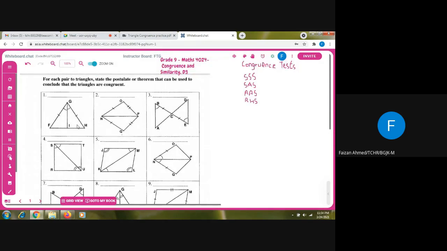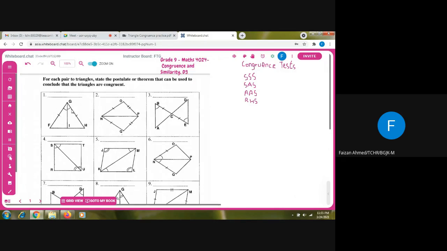We will be looking at the figures one by one and telling which test is going to be applied on each figure. I will tell you the technique of how you can identify which type of test we will be using to prove that these two triangles are congruent. So we are starting with figure number one.